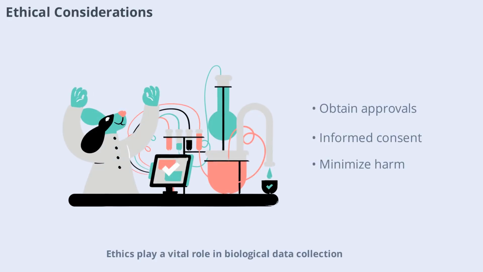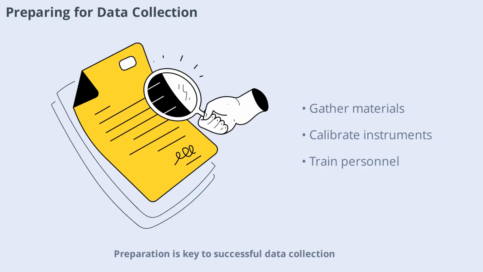Ethics play a vital role in biological data collection, especially when working with animals, humans, or sensitive ecosystems. Obtain necessary approvals from ethical review boards and ensure informed consent when required. Treat all living subjects with respect and minimize harm. Ethical data collection not only protects subjects but also upholds the integrity of your research and its acceptance by the scientific community.